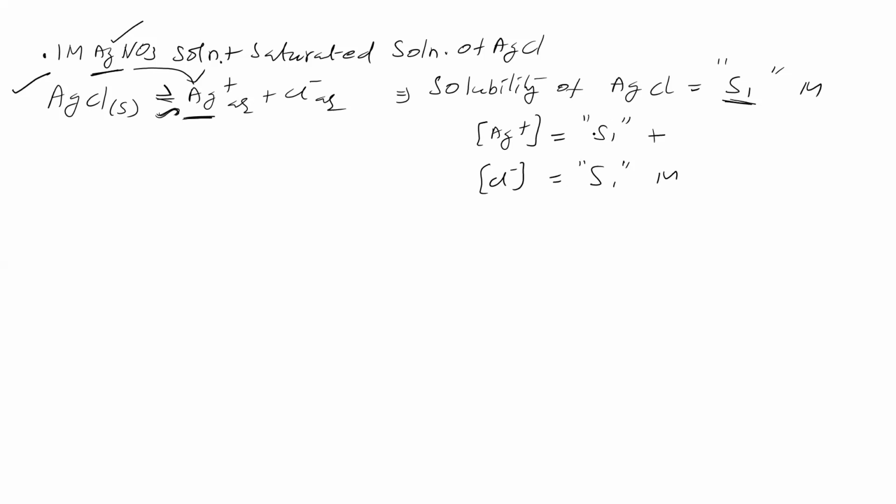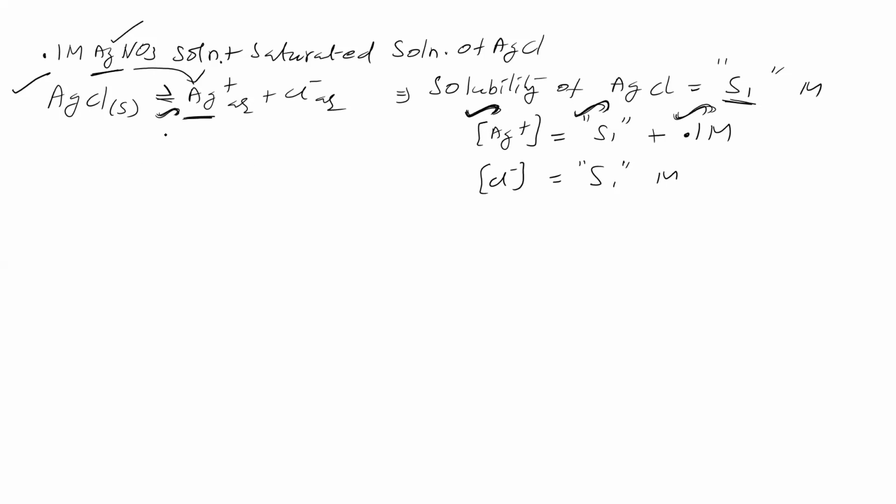Then this silver nitrate on dissociation gives 0.1 molar Ag plus. Now this is the Ag plus concentration in the resultant solution. In the resultant solution, the concentration of Ag plus is the AgCl contribution of Ag plus and the silver nitrate contribution of Ag plus.